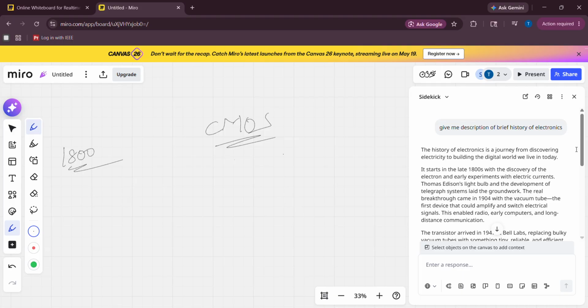Okay. So later the real breakthrough came in 1904 with the vacuum tube. After so many inventions, discoveries and experiments, and so much experience from failures, in 1904 we came up with the vacuum tubes. A vacuum tube is one of the technologies, like VLSI technology is what we use now. Like that, the vacuum tube was a technology used in previous days.